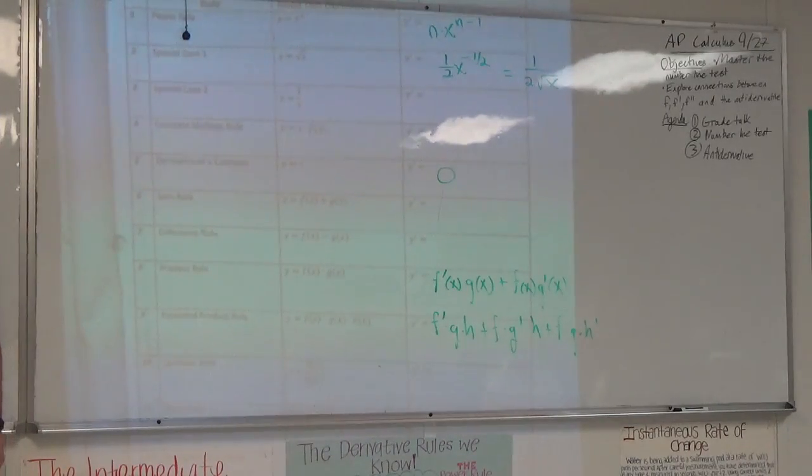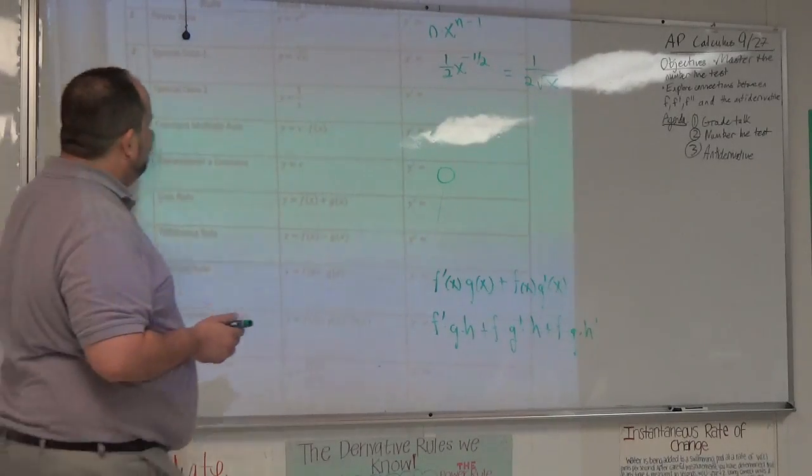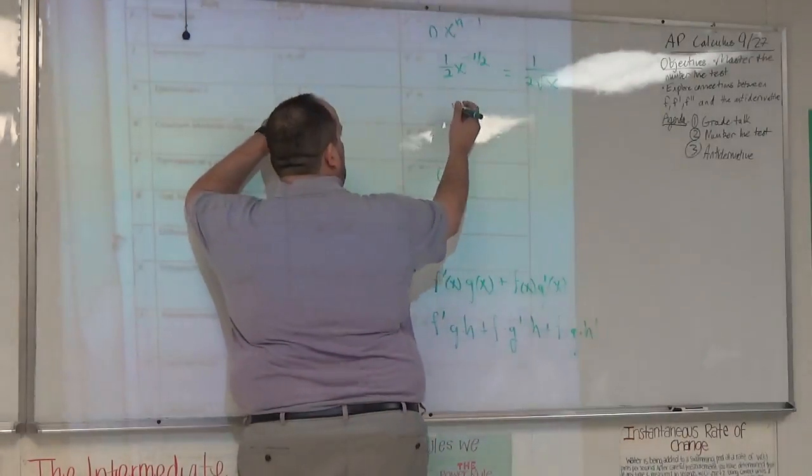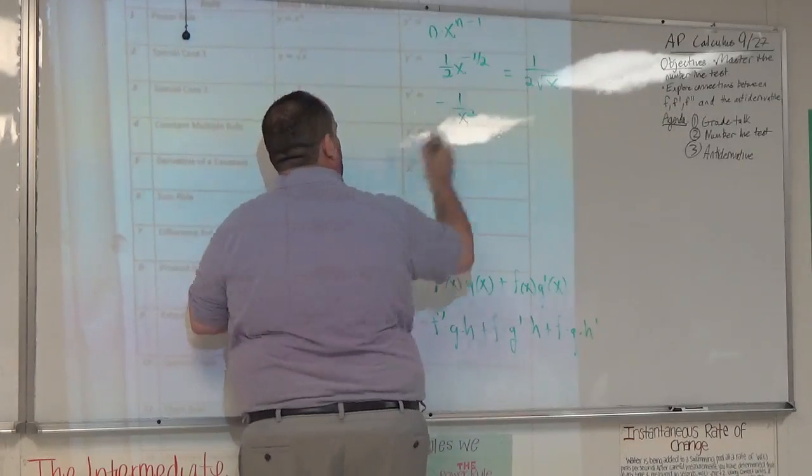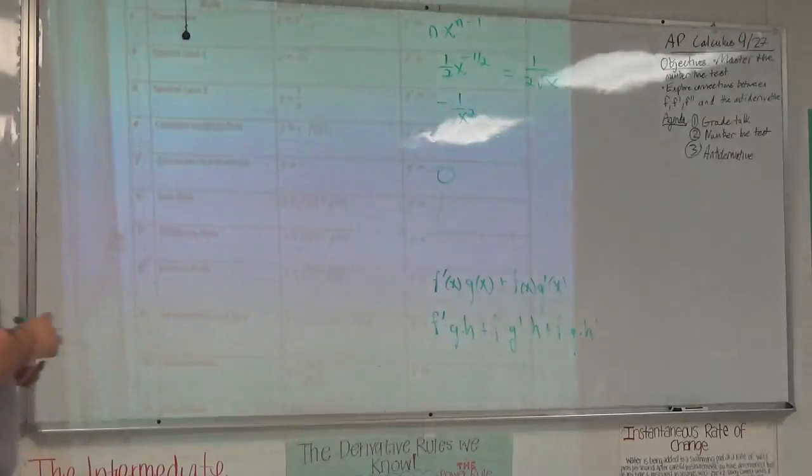All right, next. Special case 2. Derivative of 1 over x. You know this to be? Negative 1 over x squared. Negative 1 over x squared. Nice job.